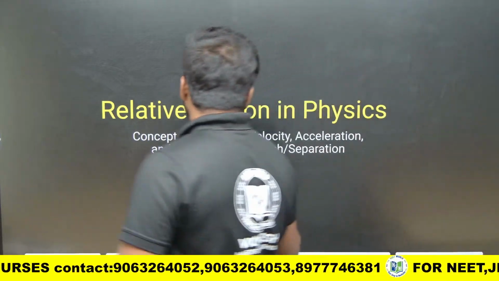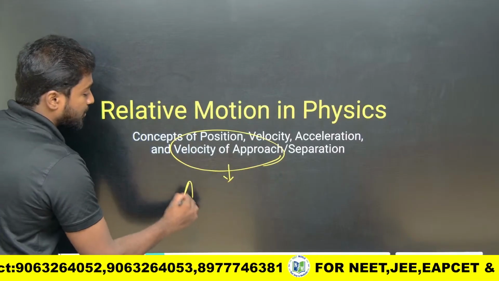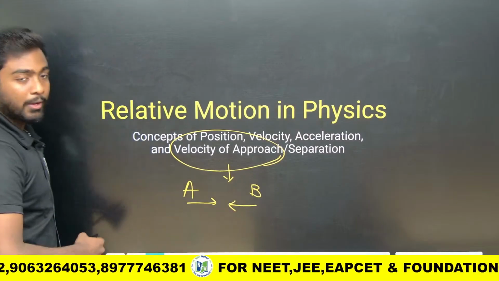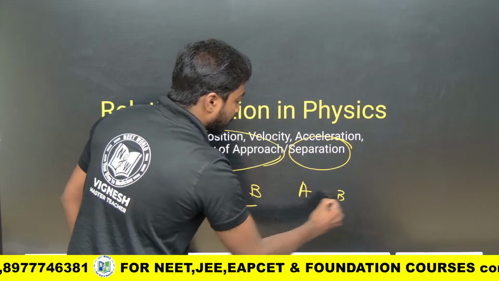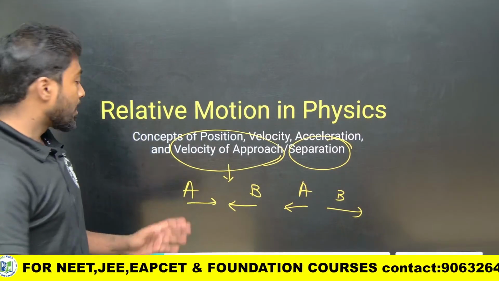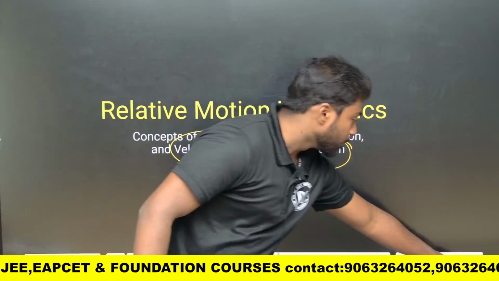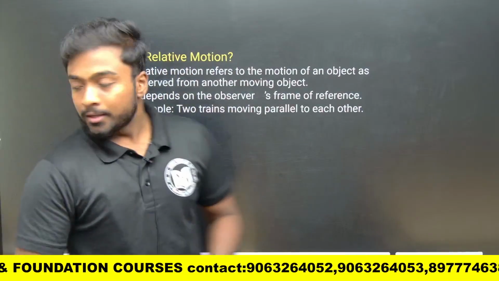So velocity of approach and separation, see in this concept, two objects are there, A and B. They are approaching each other, or else in separation, A and B are going away from each other. We are going to find what is the relative velocity with respect to A or with respect to B. So first we will see what is relative motion.